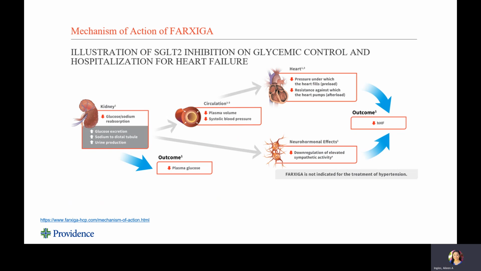Here's an illustration of more specific effects of one of the brands of SGLT2 inhibitors called Farxiga. You can see here where it acts on the kidneys, on the circulation, and on the heart, and also on the neurohormonal effects, which could be over time a benefit for patients with heart failure, causing decreased rehospitalizations.